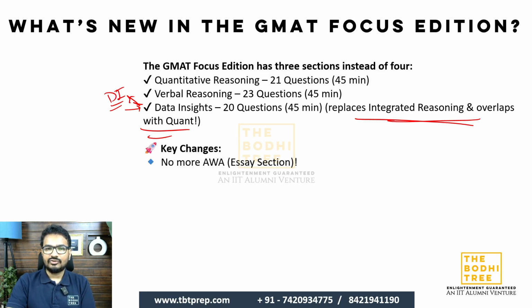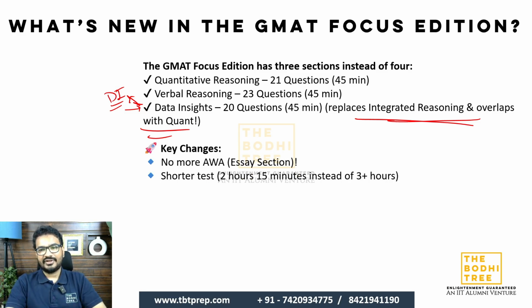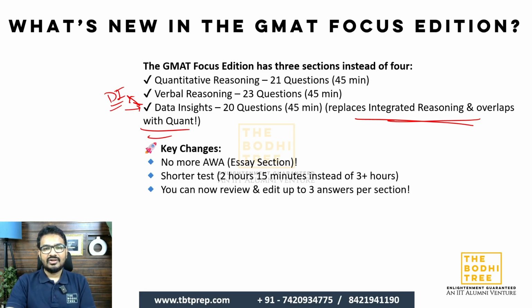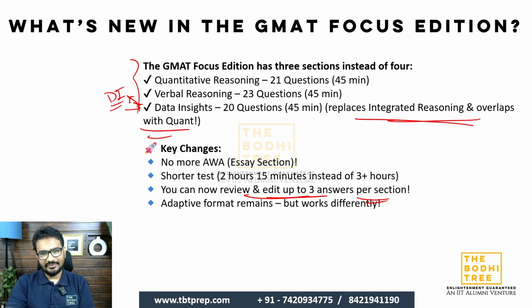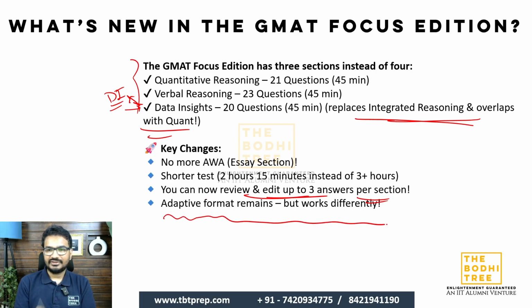Key changes: there's no more AWA, there is no SS section in GMAT. The test duration has been reduced from 3 plus hours to 2 hours 15 minutes, that is 135 minutes. Also, you can now review and edit up to 3 answers per section. So these are the 3 sections and you can change the answers to at max 3 questions per section, right? The adaptive format remains but works differently, and that is what we are going to discuss in this video.